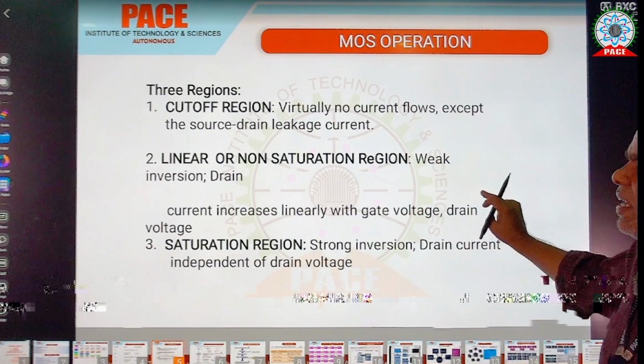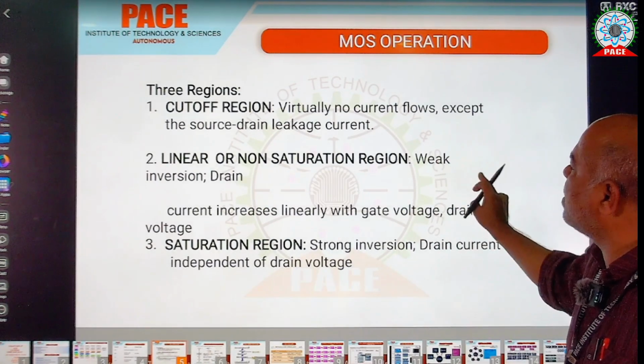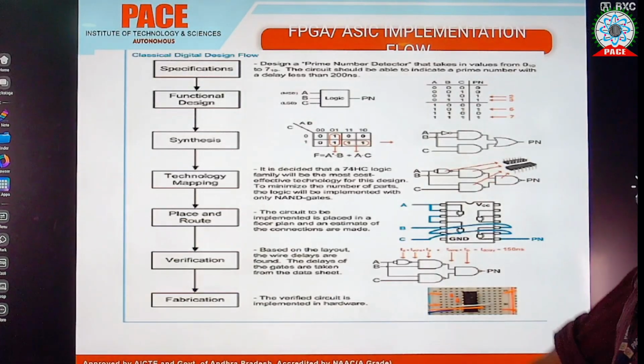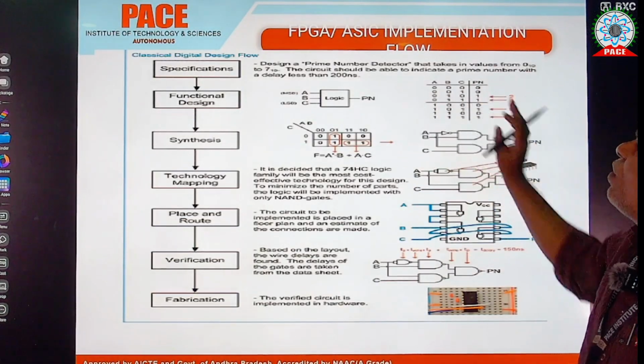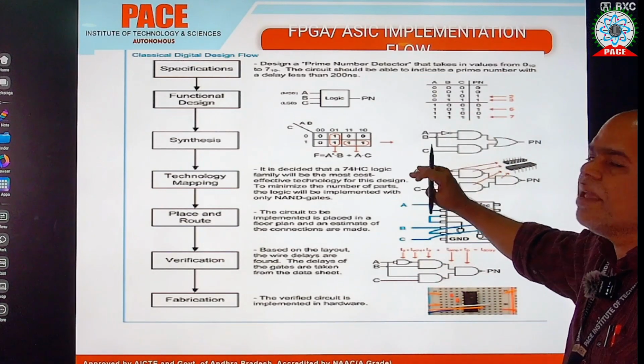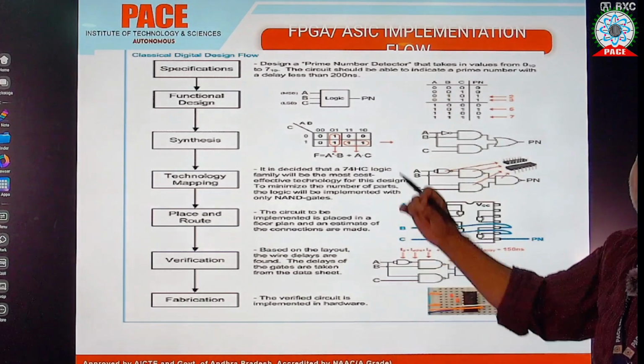So coming to the FPGA and ASIC implementation flow. For example, you can design any architecture, any block. You can take analog also, because most analog design will be possible by using FPGA and ASIC.